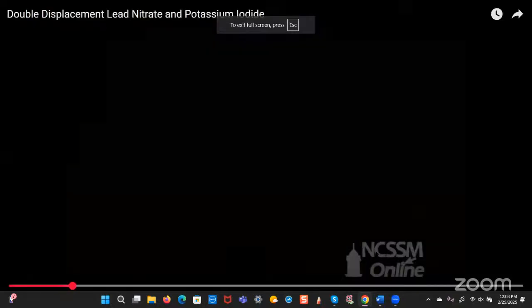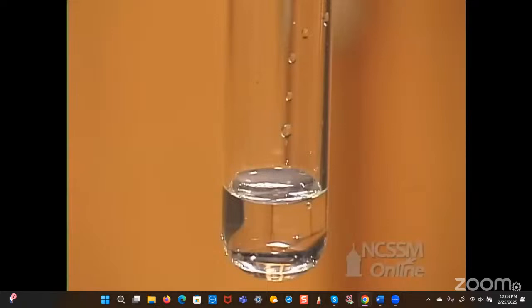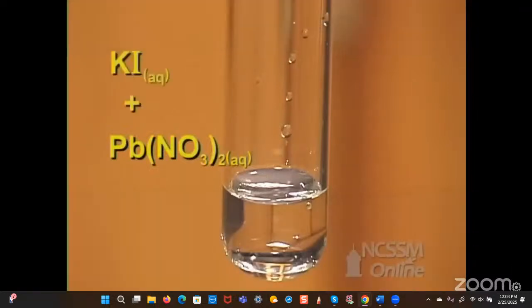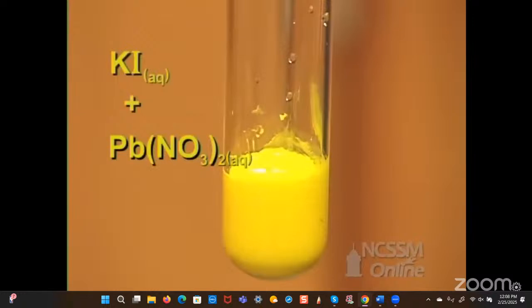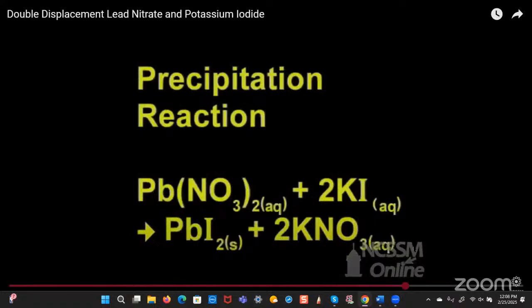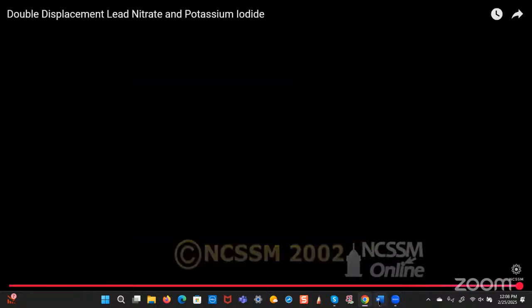Let me just let it run. It's more important that you see it. I don't know which one is which, but this looks like the lead nitrate solution. Now you see, upon addition of the potassium iodide, you get the spontaneous formation of your lead iodide, that's a solid. So we call that, again, another example of a precipitation reaction. All right, so that's a simple example right there.